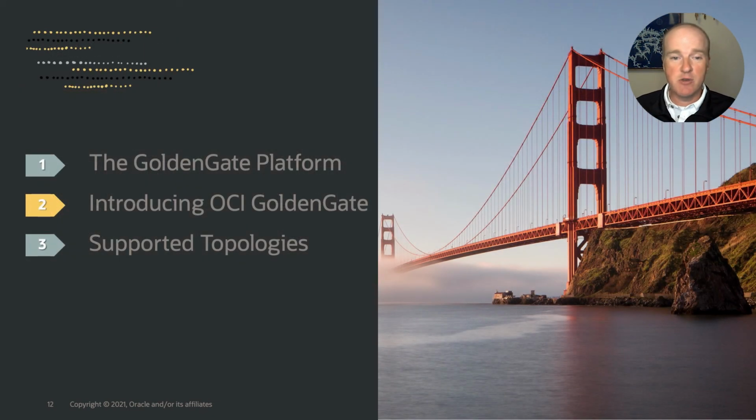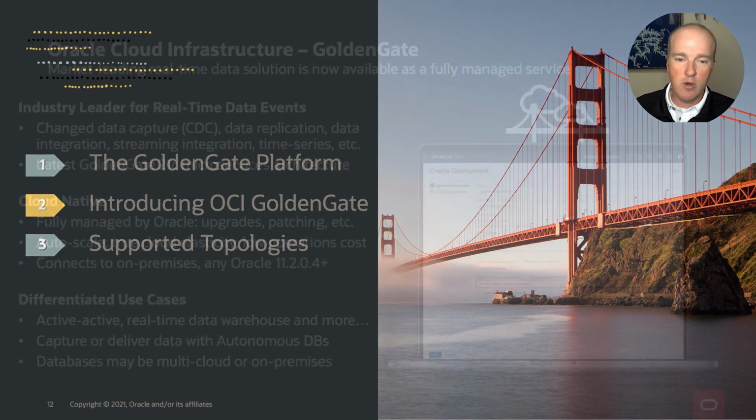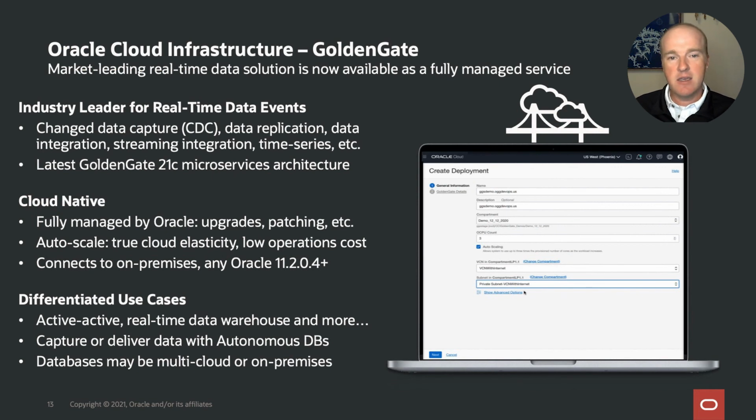So we've talked a lot about the GoldenGate platform. Now we'll get into OCI GoldenGate, Oracle Cloud Infrastructure GoldenGate. Again, thousands of customers are trusting their most critical, high value data with GoldenGate, so it only makes sense that we're seeing a lot of customers moving already to OCI GoldenGate. OCI GoldenGate is built on GoldenGate 21C. It's a cloud native, fully managed service, meaning we take care of all of the management of the service itself.